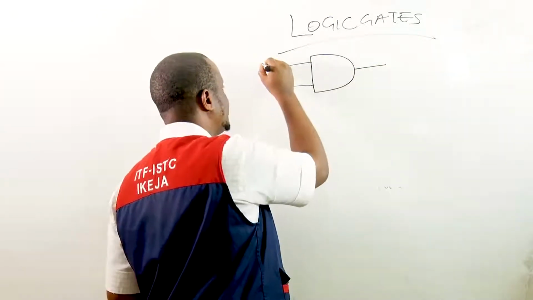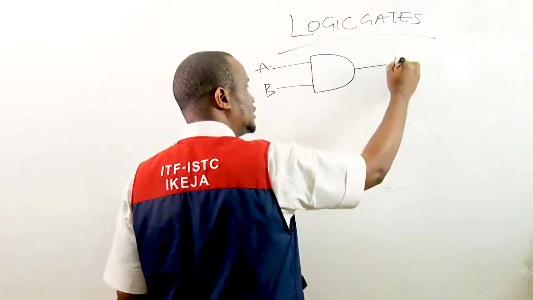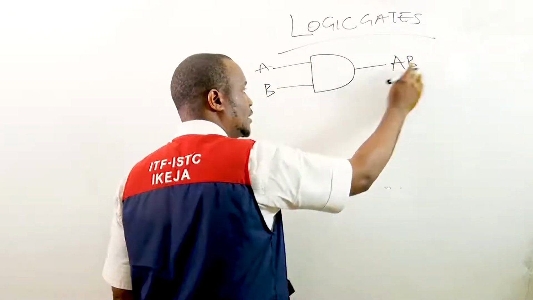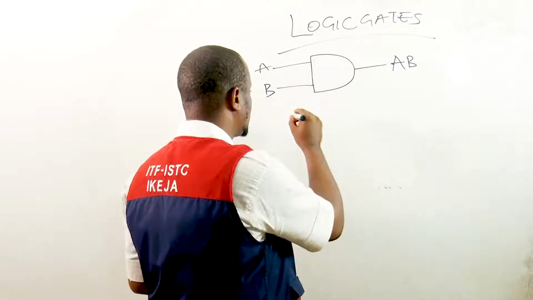Okay, so let's say this is A and B. The inputs, the AND will be A, B. So the AND is just like the conventional multiplication, okay? Like A times B, we have it as the output.